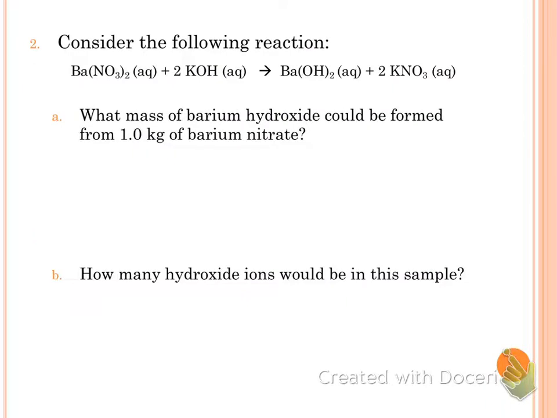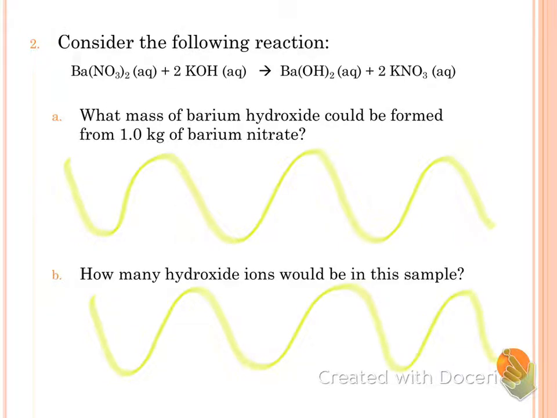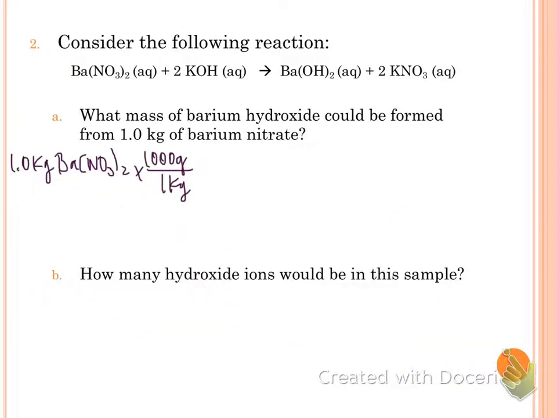So this is just some basic stoich here. Pause the video, go ahead and try this one out on your own, see how far you can get, and resume when you're ready to check your answer. So on part A, we have our 1 kilogram barium nitrate. We have to get that to grams first, so just a little metric conversion there. Then once we have grams, we can find our moles.